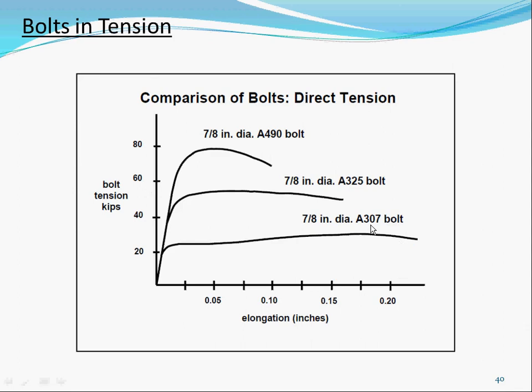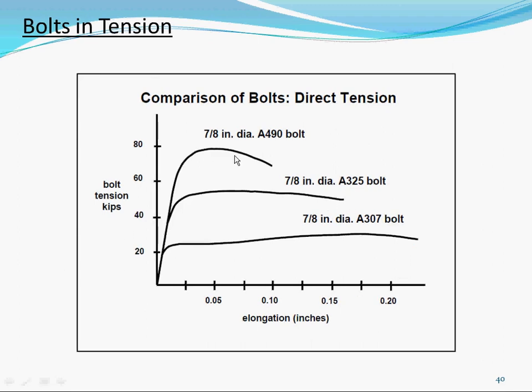The difference between the 2 or 3 types of bolts: A307 is a common bolt. You can see the tension is very low, but it's very ductile. The A325 capacity is higher, but again you're losing some ductility. The higher strength gives higher bolt capacity, but your elongation is lower. You can look at it as not as ductile, but not many times will you elongate it by 0.1 of an inch. So we're using this A490 and A325.